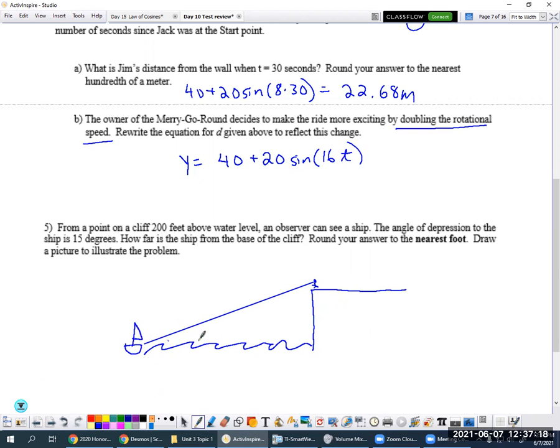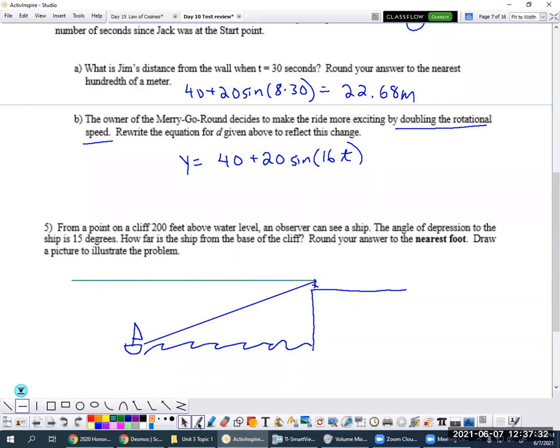It's a boat. I can't draw ships. I can only draw little boats. The angle of depression to the ship is 15 degrees. So what I actually need to do here is add another line to my picture, because I need the horizon sight line. So here's my horizon line.